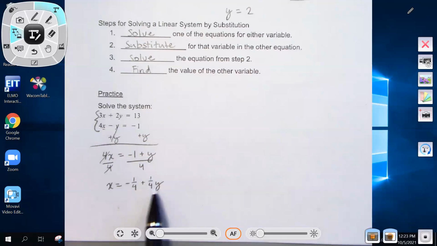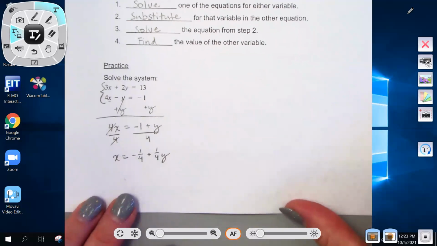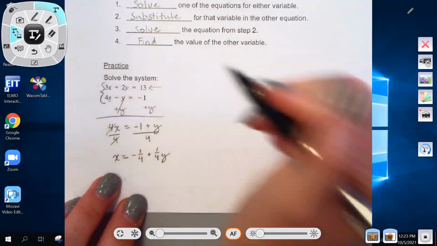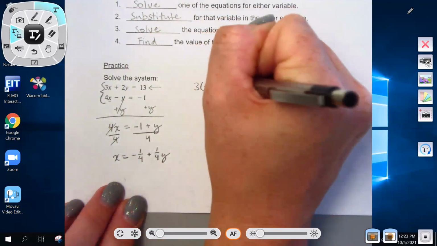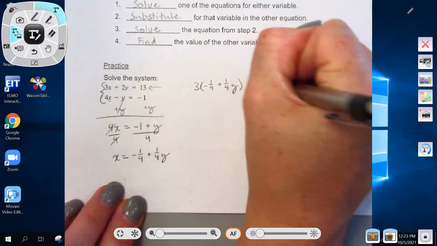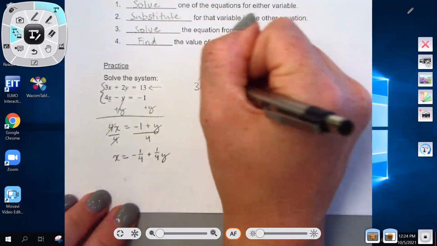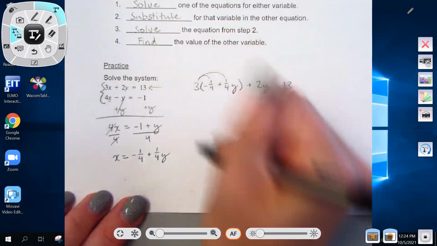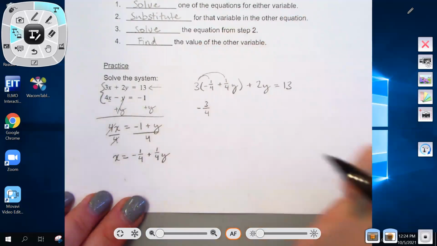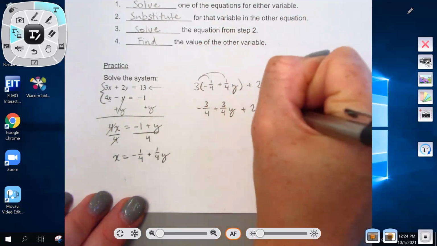So I wrote it as 1/4 Y instead of Y over 4, just because when we plug this into the other equation, I think that'll make it easier. So just a little note on that. All right, so now we're using this other equation, but instead of X, we're plugging in negative 1/4 plus 1/4 Y. Distribute the 3 to get rid of those parentheses. So we've got negative 3/4 plus 3/4 Y plus 2Y equals 13.